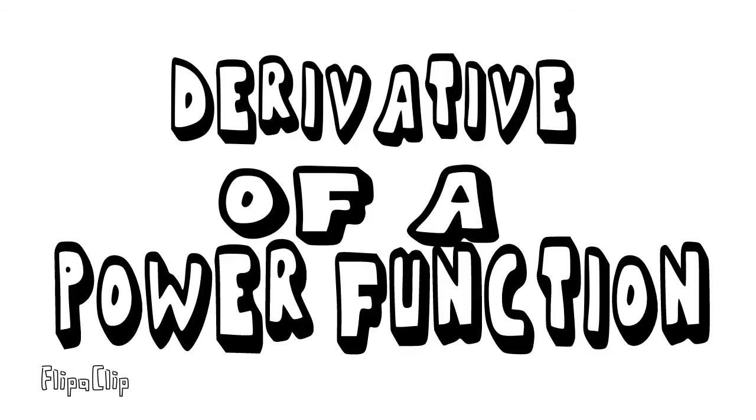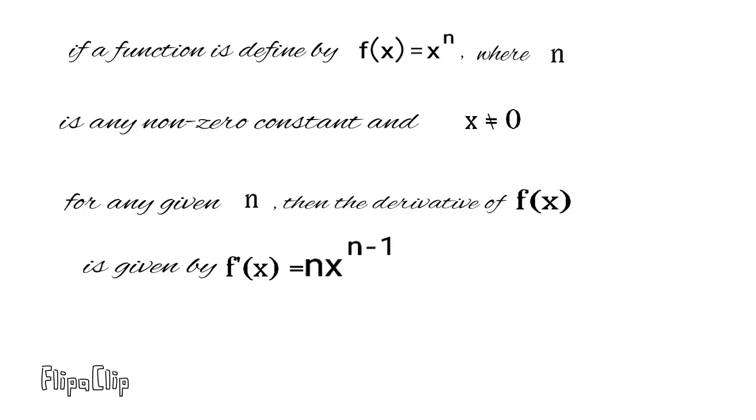On to the second rule, the derivative of a power function, or power rule. It means, if a function is defined by f of x is equal to x raised to the power of n, where n is any non-zero constant and x is not equal to 0 for any given n, then the derivative of f of x is given by f prime of x is equal to nx raised to the power of n minus 1.